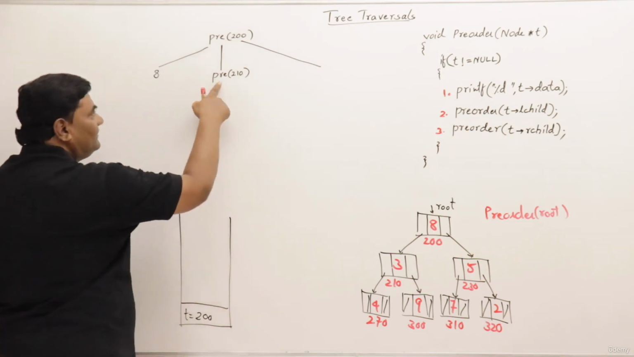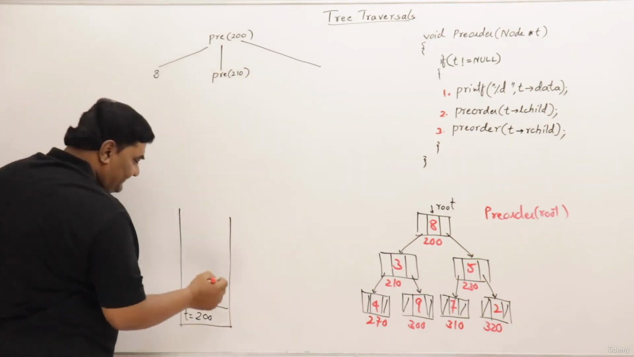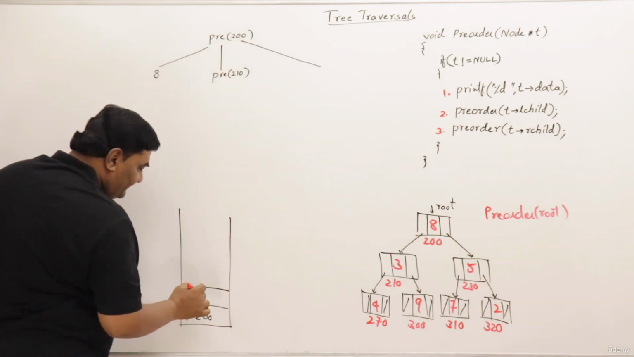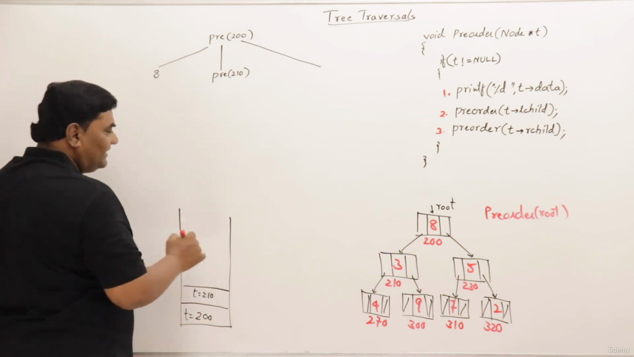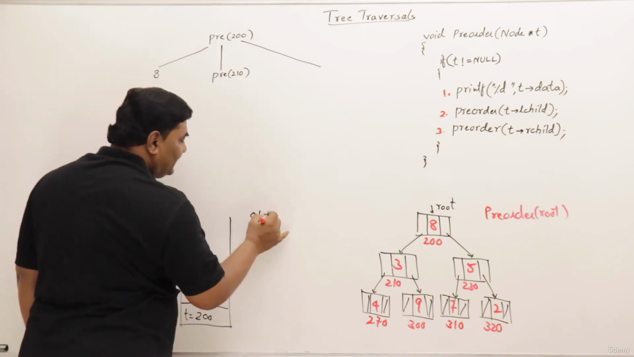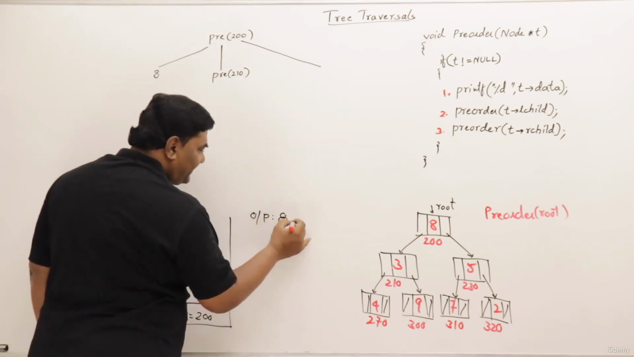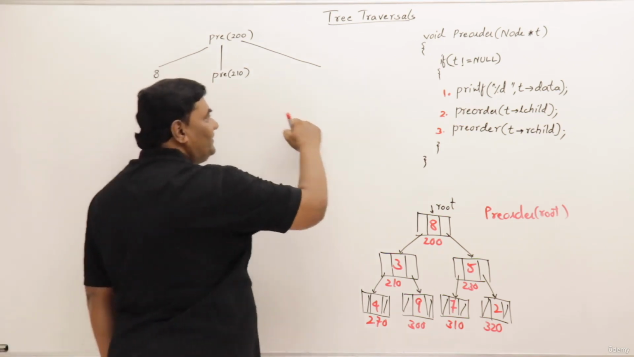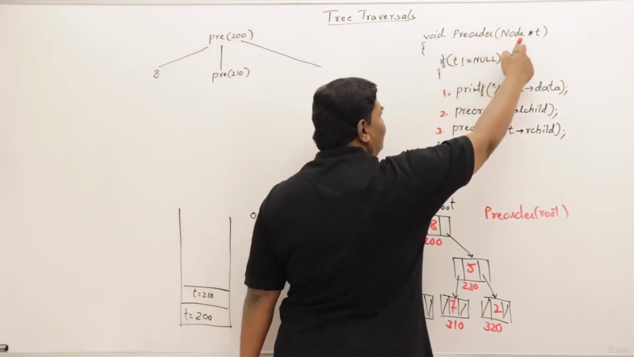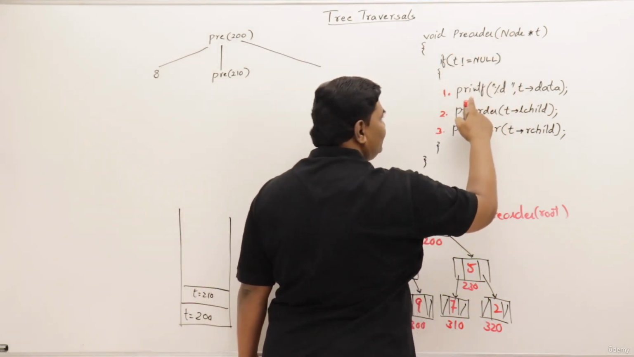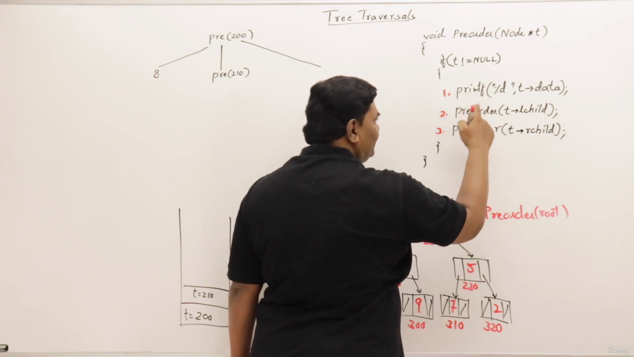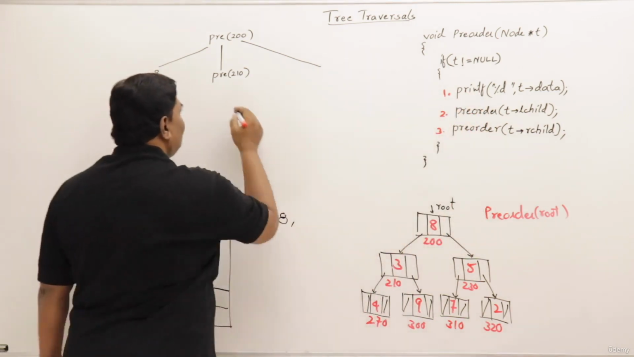So this call, what happens? Again an activation record is created with the t value as 210. Before continuing, let me write down the output that we got. So far, value 8 is printed. Now, for this call, 210, let us start the procedure once again. 210 is not null. Yes, not null. 3 steps. Print, call on left, call on right.